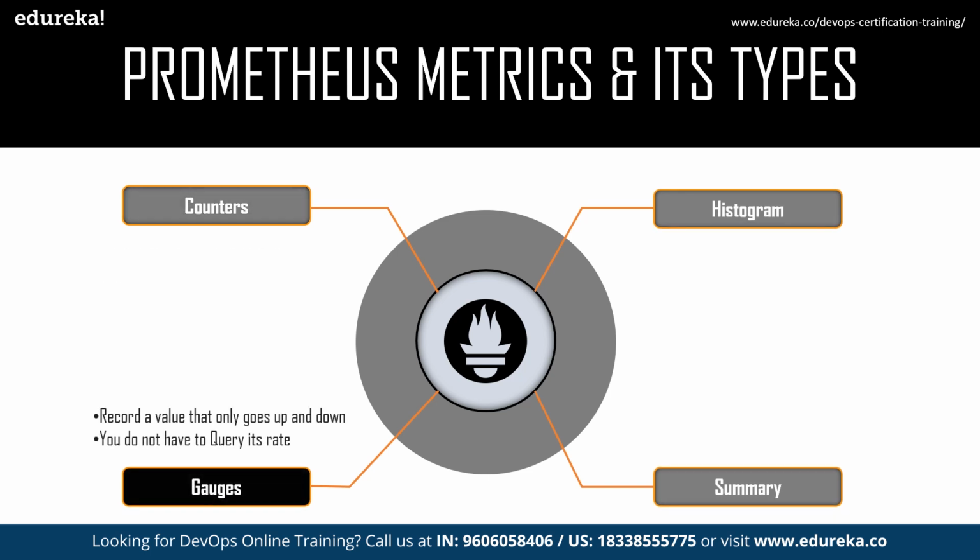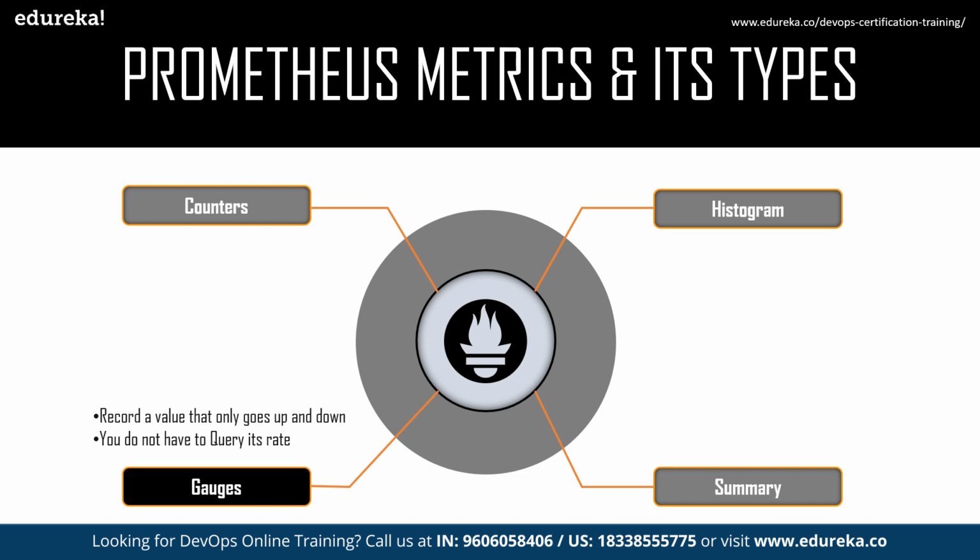Let's move on and understand the next metric type, that is gauges. I'm sure you must be aware of a gauge. Now, a gauge is a metric that represents a single numerical value that can arbitrarily go up and down. Gauges are typically used for measured values like temperatures or current memory usage. If you check out a speedometer in a car, it looks like a gauge, right? That is a gauge. That's exactly what we're talking about here.